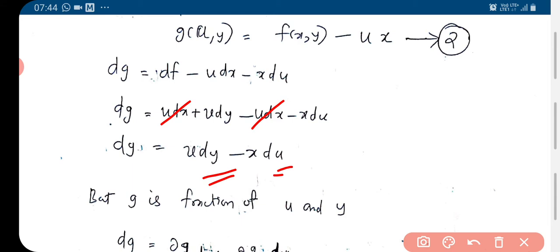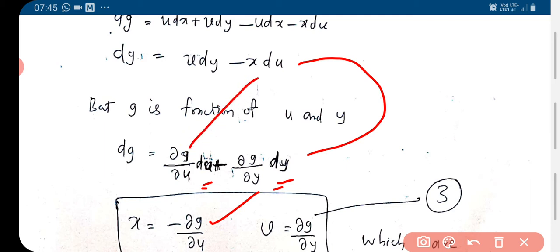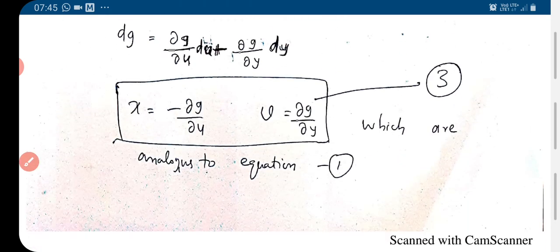So y and u change, and g is a function of u and y. Since g is a function of u and y, we have dg equal to ∂g/∂u du plus ∂g/∂y dy. As we compare these two, we have x equal to minus ∂g/∂u, and if we compare the dy part, we have v equal to ∂g/∂y.